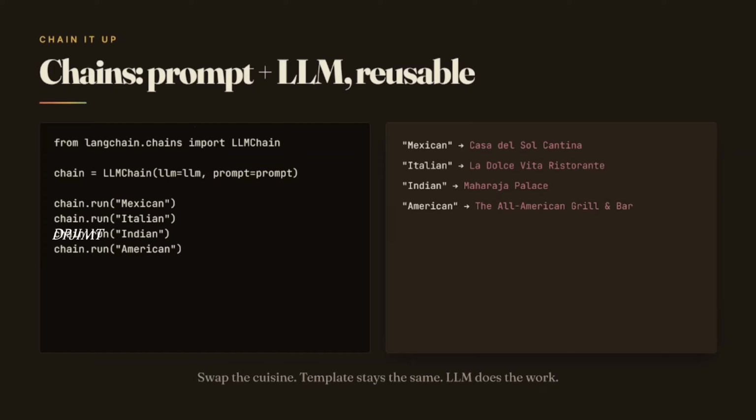And then we use something called chains. A chain links a prompt template and an LLM together. So here you can see the code implementation of the chain. So let's say for an Indian, this is what it means. It is linked to Maharaja Palace. So this is a chain.